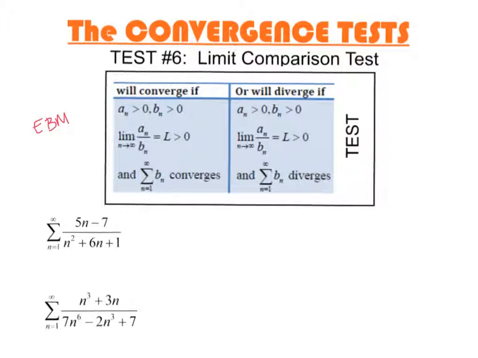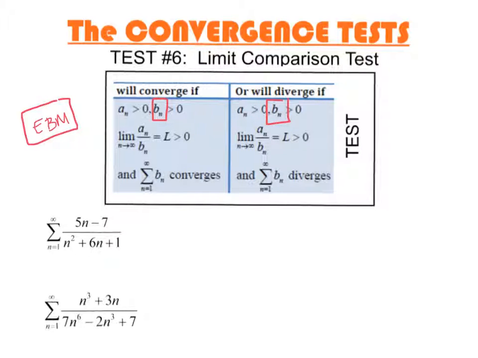And what that really entails is looking at the highest powers and looking at what makes the function behave the way it does, what makes it look the way it does. And we call that end behavior model b of n in this particular definition of the test.